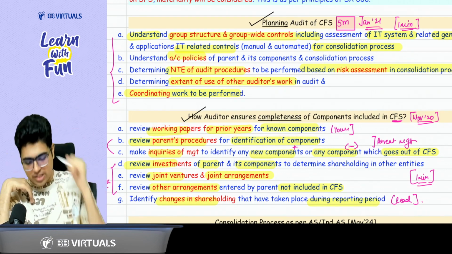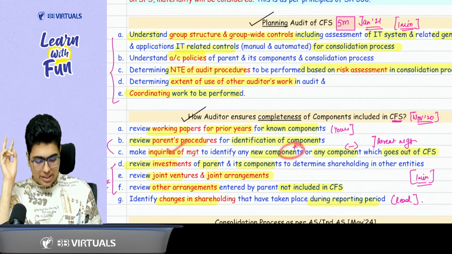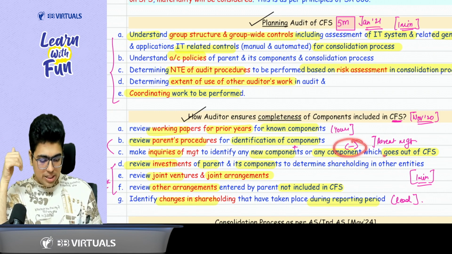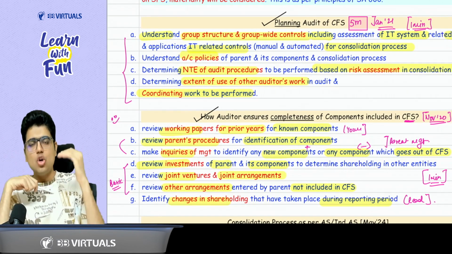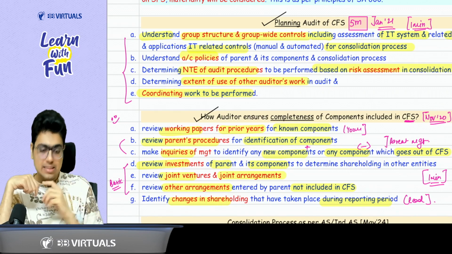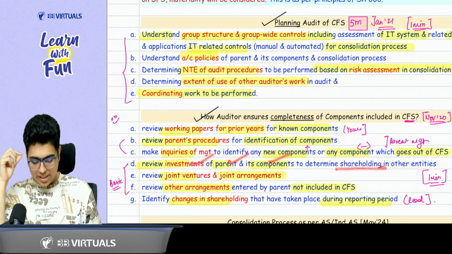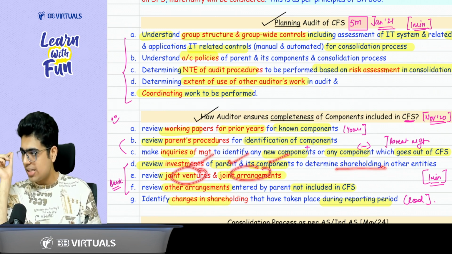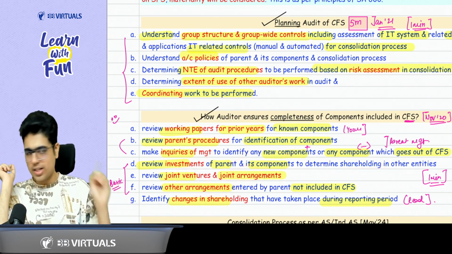What about the parent's work? So review the parent's procedure for identification of component and then ask them whether any new component has been added or any component has gone out of the CFS. Then do the basic procedure. Components are what? My investments. Review the investments of the parent and the components to determine the shareholding. Then joint venture, joint arrangements and other arrangements not included in CFS. So these 3 basic points you can cover.